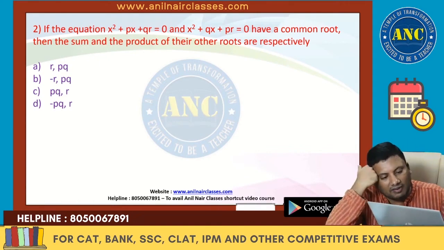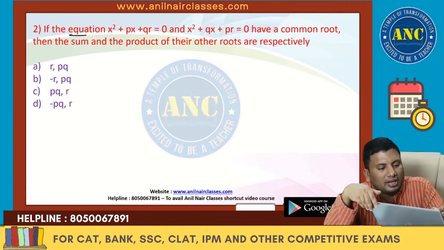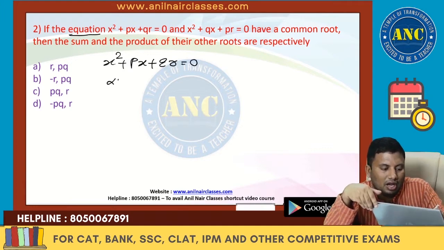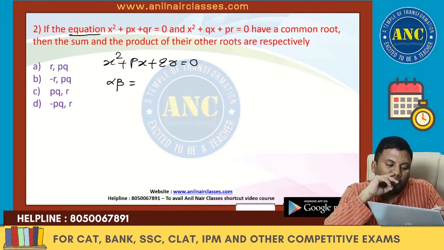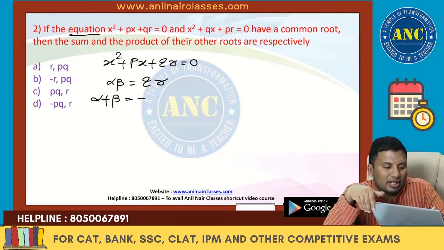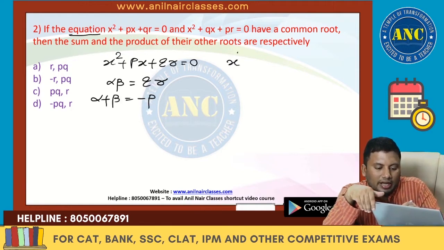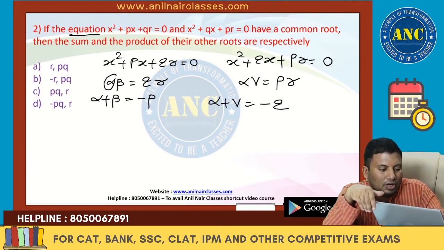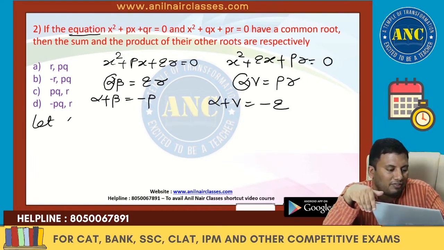Next one, another CAT level question. If the equation x square plus px plus qr equivalent to 0, so alpha beta is nothing but qr. Alpha plus beta is nothing but minus p. X square plus qx plus pr equivalent to 0, alpha gamma is nothing but pr. Alpha plus gamma is nothing but minus q. What is the common root? Let alpha be the common root.